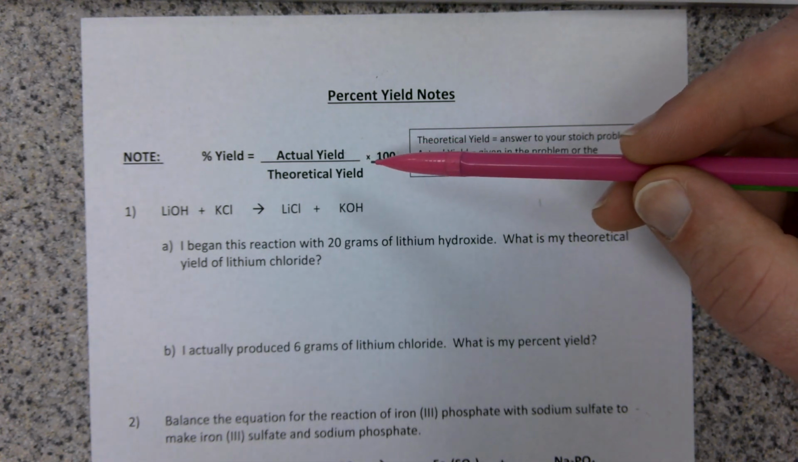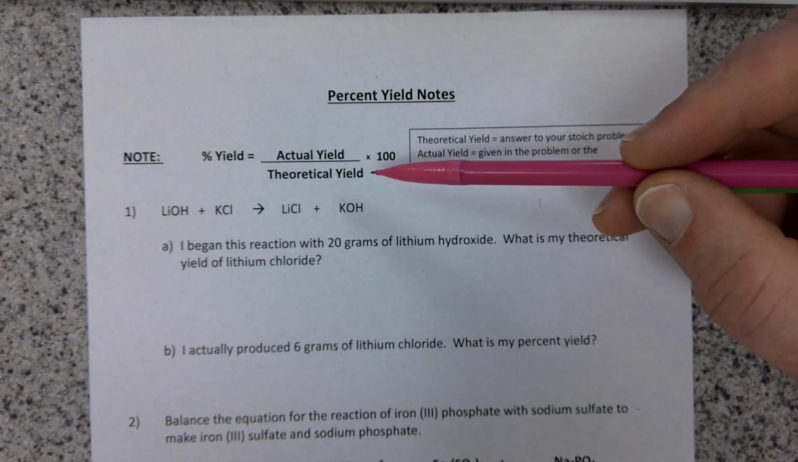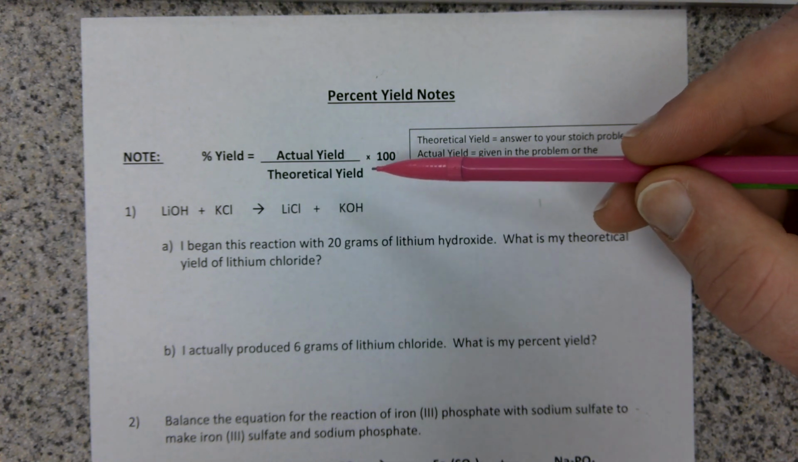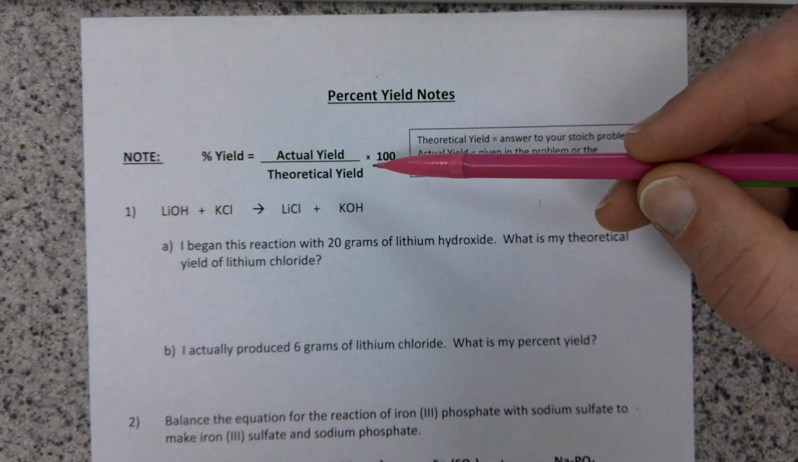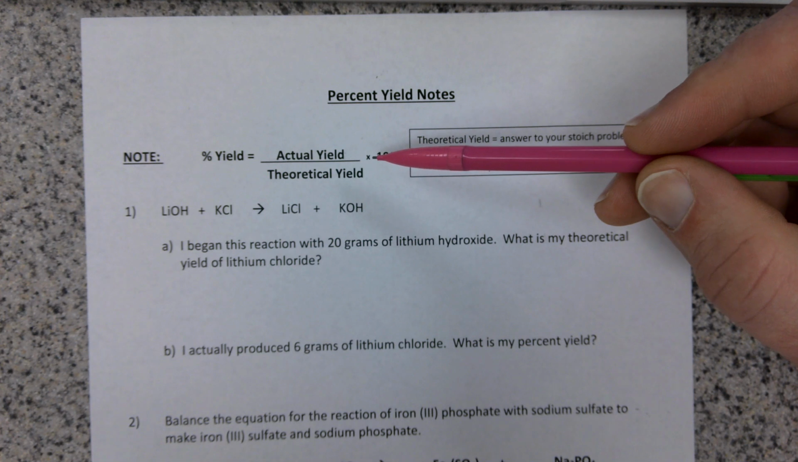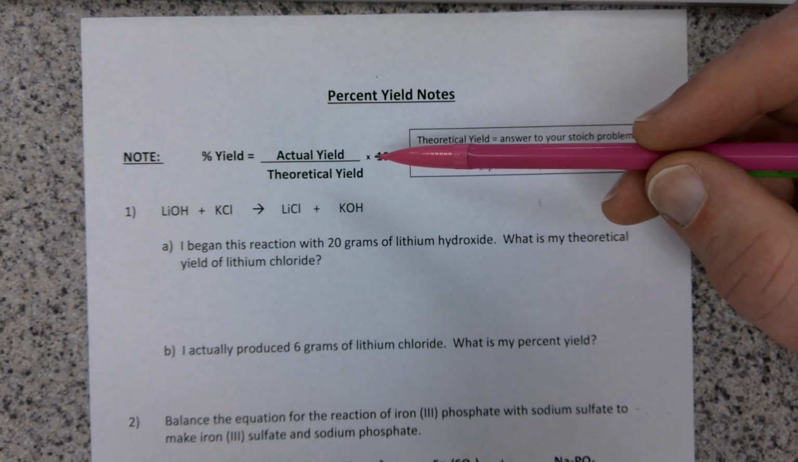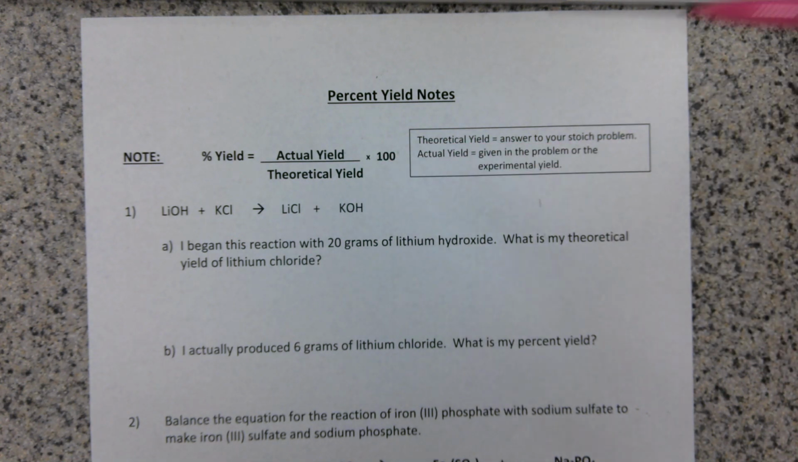Never should it be over 100%. If it is, something went wrong. And it really shouldn't be really low percentages either. If it is, something calculation-wise probably went wrong. So somewhere in the middle is what you're looking for. Significant figures will apply on this just like they do any other time. So let's kind of look at this and get started.